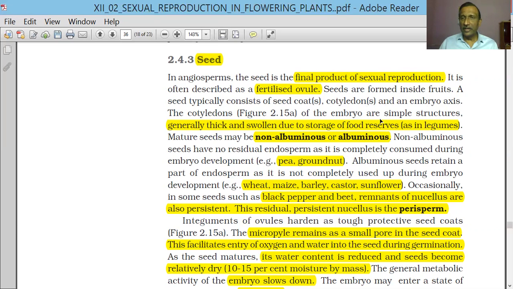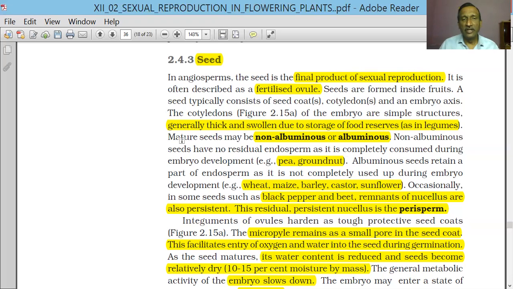The cotyledons of the embryo are simple structures, generally thick and swollen due to the storage of food reserves. Whether it is one or two, cotyledons contain some stored food, and because of that we consume most of the pulses, where the two cotyledons are thick and rich in nutrients. All the pulses, dal, peanut, all the oil seeds, badam, kaju, whatever part we are eating is nothing but the cotyledons.